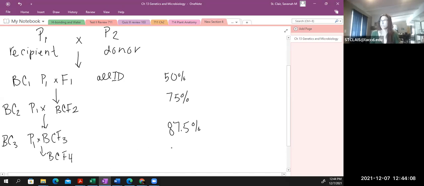Okay, you could continue in this fashion. Okay, but here we're seeing about 95% similarity to our recurrent parent or our recipient parent that had all of the desirable traits. And presumably we could find an individual in there that is going to exhibit our trait of interest from the donor parent.